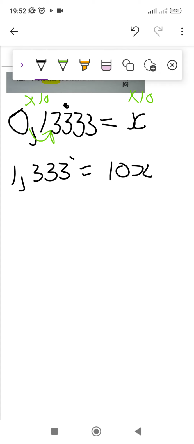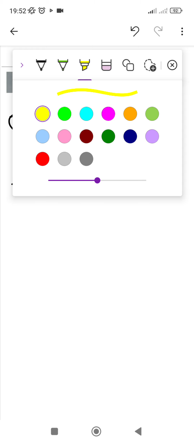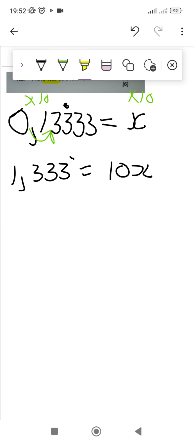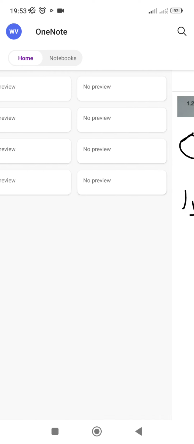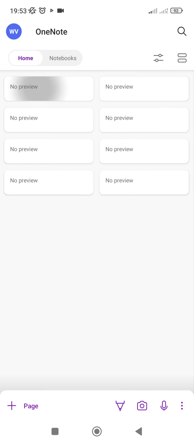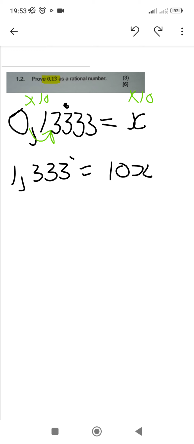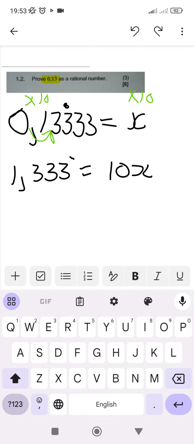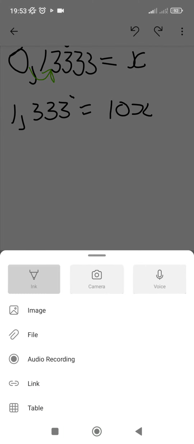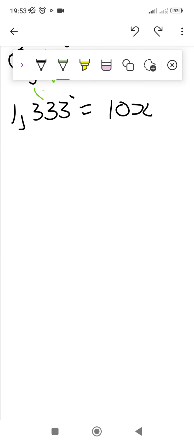Remember what we mentioned in the previous video? We want behind the comma the same thing. So this over here and this over here, are they the same? They're not the same. Right, so now we need to add an extra step. So we're going to multiply again. Right, we're going to multiply again by another 10. So let's get our pen back here. Right, so let's multiply this by 10, multiply this by 10.